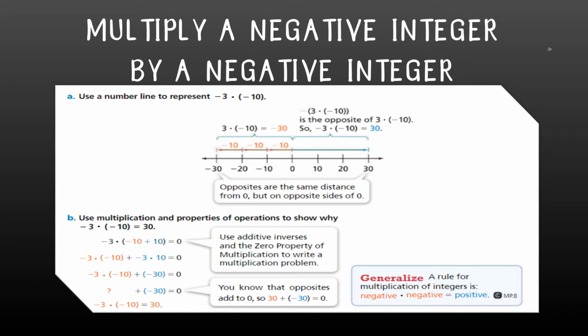Inset B shows how to use multiplication and properties of operations to prove why -3 times -10 equals 30. And the answer is simple. Opposite numbers add to 0. So 30 plus -30 equals 0. And remember that negative times negative is always positive.